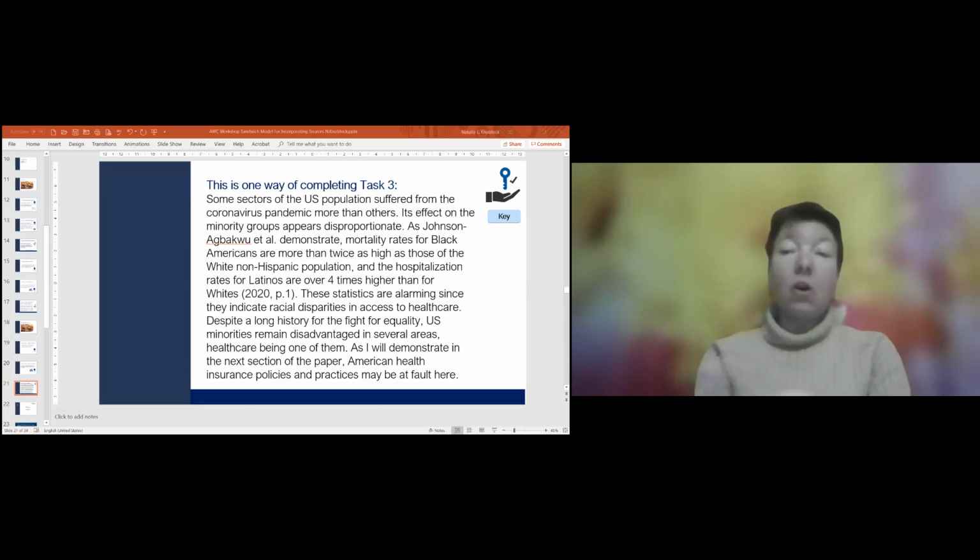So you are talking about this problem, you're writing your own paragraph. Your paragraphs are not just summaries, paraphrases, and quotes. Your paragraphs are your discussion. Good.